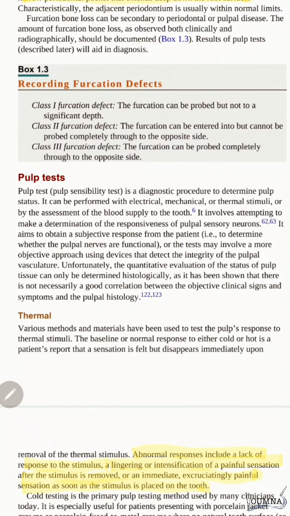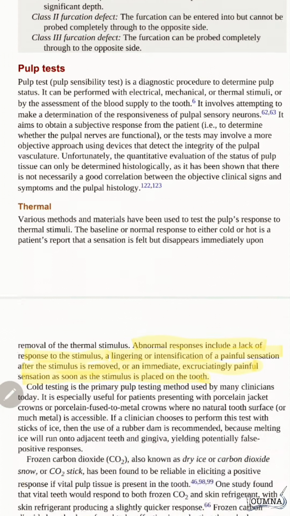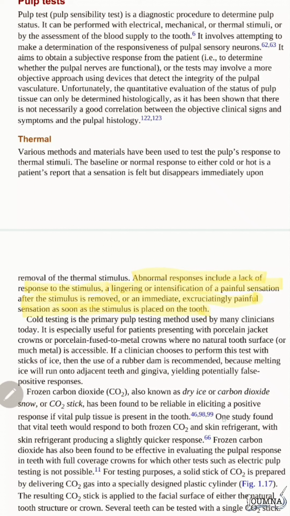What about the pulp tests, which are the thermal, the cold, and the electrical? If the tooth gave us one of these three responses, then we are dealing with an abnormal response. The first one is lack of response to the stimulus. The second one is lingering of a painful sensation after the stimulus is removed. The third one is an immediate sensation of pain when the stimulus is placed on the tooth.